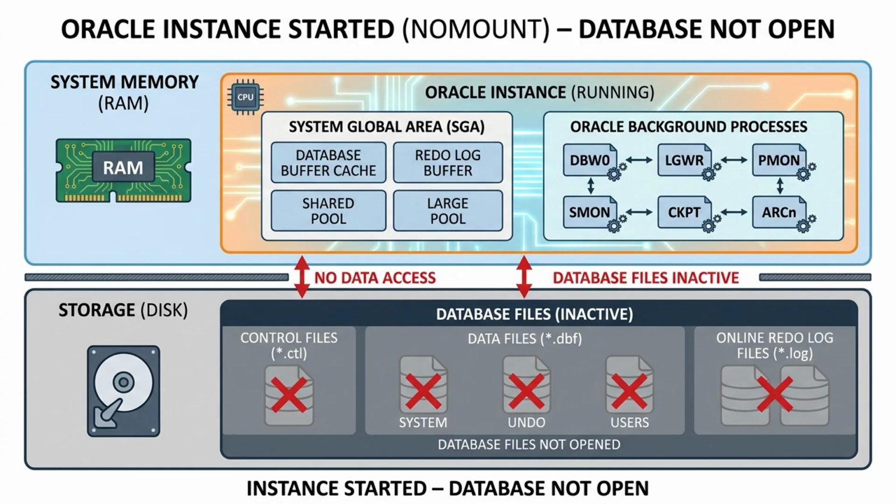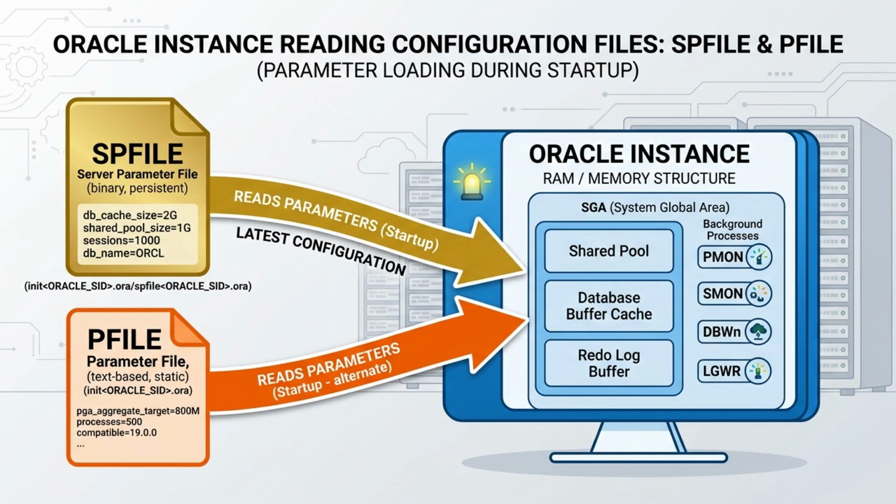The first stage is called the NOMOUNT stage. At this point, Oracle starts only the instance, not the database itself. Remember from previous lessons that the Oracle instance consists of memory structures and background processes, while the database refers to the physical files stored on disk. During the NOMOUNT stage, Oracle begins by reading the initialization parameter file, which can be either an SPFILE or a PFILE. These parameter files contain configuration settings that control how the database instance operates.